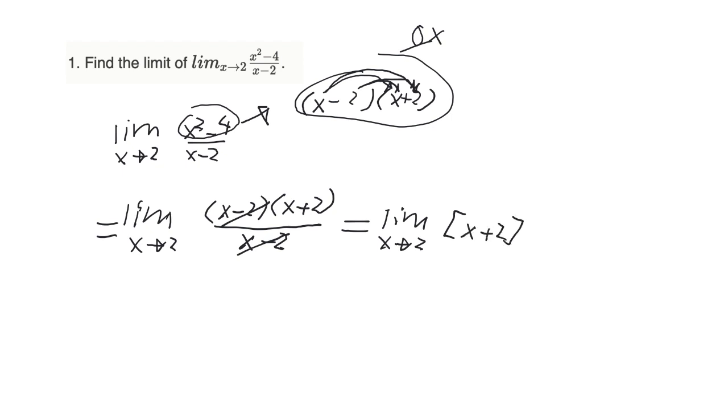Now, what is the limit of x plus 2 as x approaches 2? This is just going to be 4, right? Because we can just plug in 2 into our x value. So that's the solution.